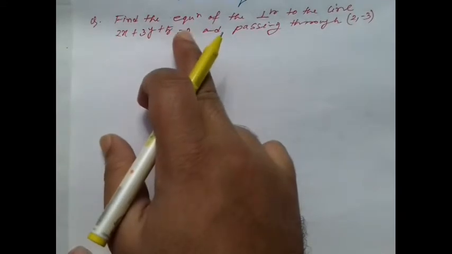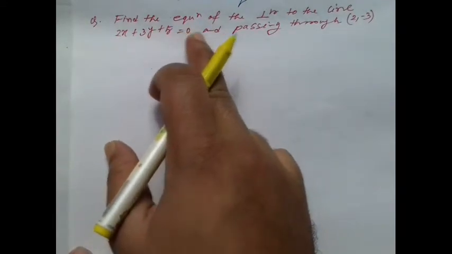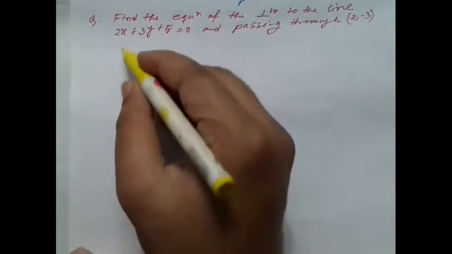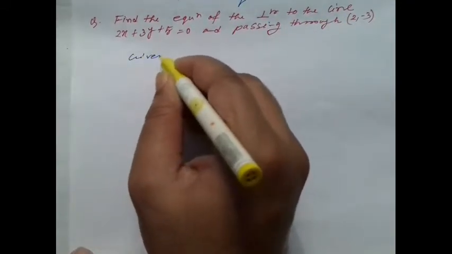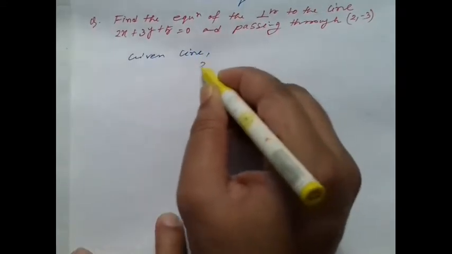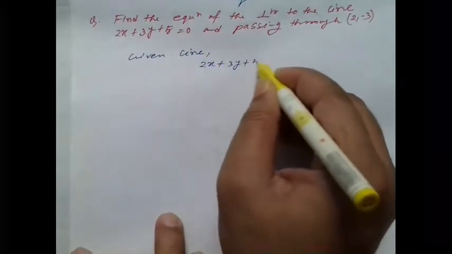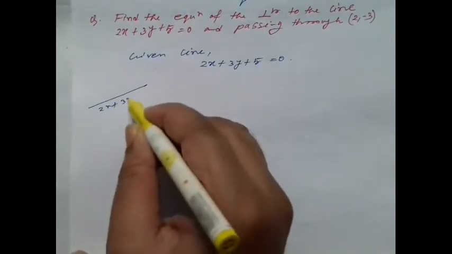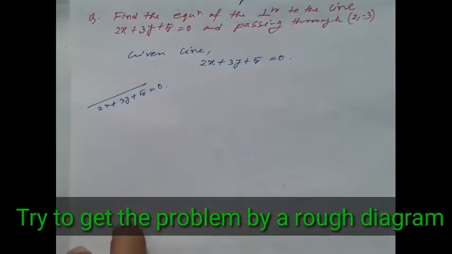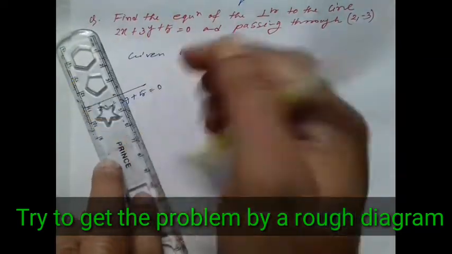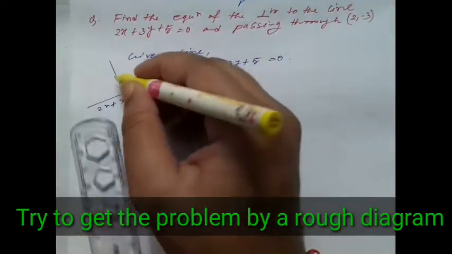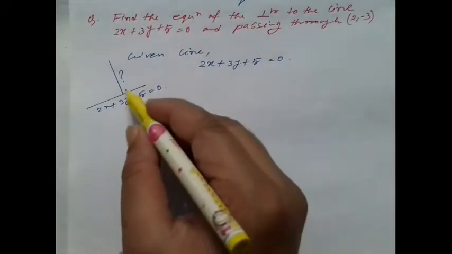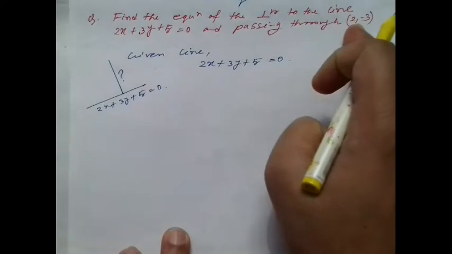Now we have this problem. Find the equation of the line perpendicular to the line 2x plus 3y plus 5 equals 0 and passing through 2 comma minus 3. So like the previous one, I have to write the given line 2x plus 3y plus 5 equals 0. We have to find the equation of the perpendicular. So we have to take out the slope for this line, and the point is already given.